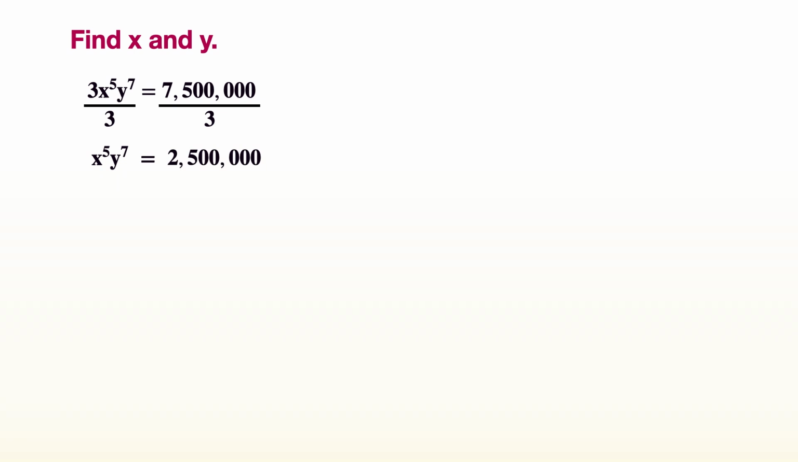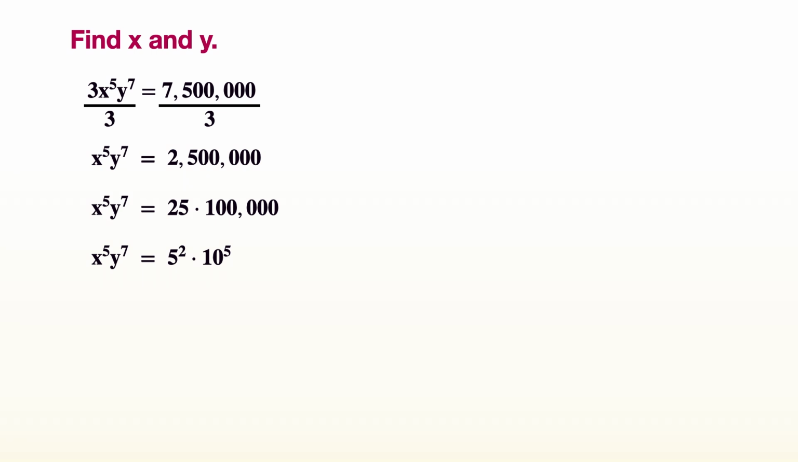Now, since there are factors on the left side of the equation, we want to factor the number on the right side. Let's start by separating all of the zeros, which we can do by writing it as 25 times 100,000. Now let's write each of those factors using exponents. 25 is equal to 5 squared, and 100,000 is equal to 10 to the 5th.